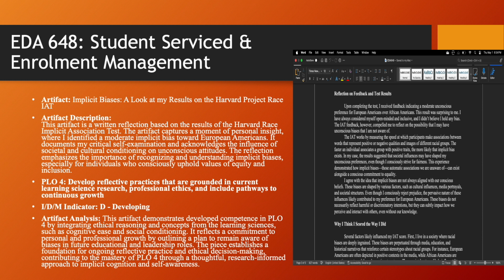It reflects a commitment to personal and professional growth by outlining a plan to remain aware of biases in future educational and leadership roles. The piece establishes a foundation for ongoing reflective practice and ethical decision making, contributing to the mastery of PLO4 through a thoughtful, research informed approach to implicit cognition and self awareness.